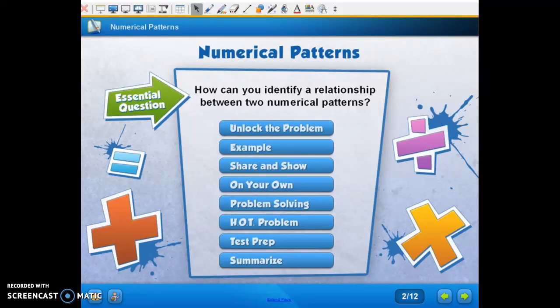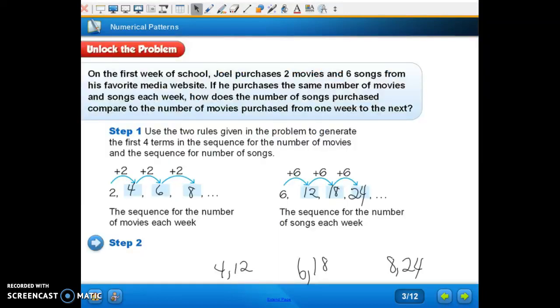Okay, today we're looking at lesson 9.5. How can you identify a relationship between two numerical patterns? So we're looking at our numerical problems. What do we have to add to each one?